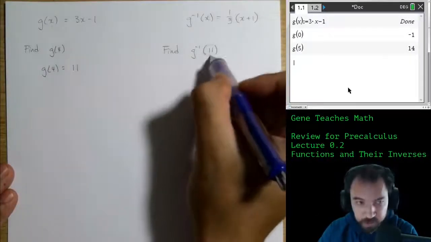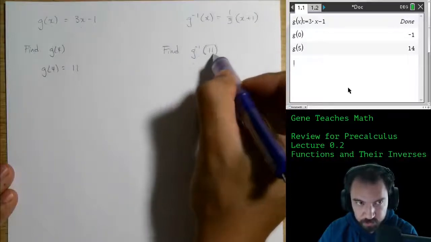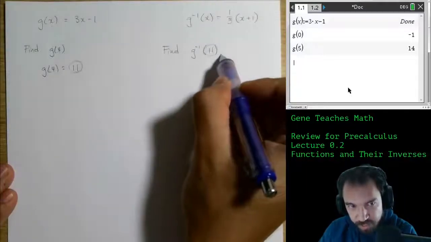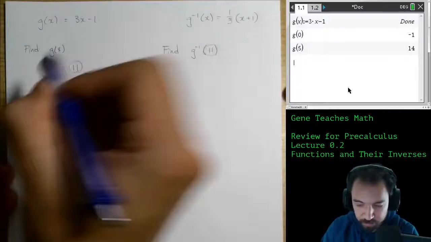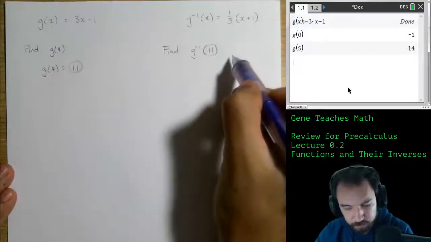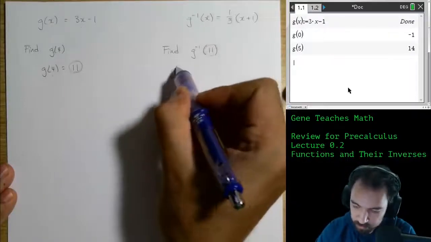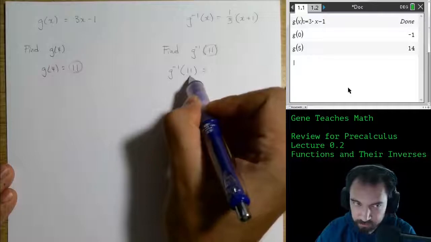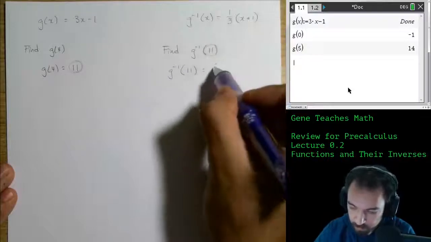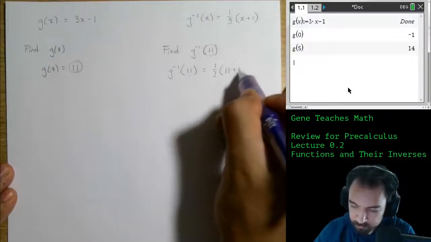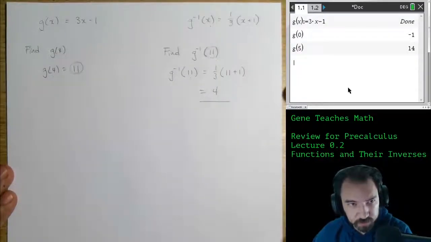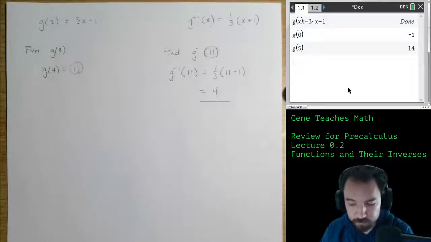So here the input for the inverse function should be the output of the original function. And then the answer to this, the output of the inverse function, should match the input of the original function, switching the input and output. So the answer here should be 4. Now let's check that using the function rule. G inverse of 11 means take 11, use it as the input here. That means x is 11. That means this x is 11. 1/3 of 11 plus 1. That means 1/3 of 12, which is 4, and that is the answer we expected. So things are consistent. And you can check this for other values if you so desire.